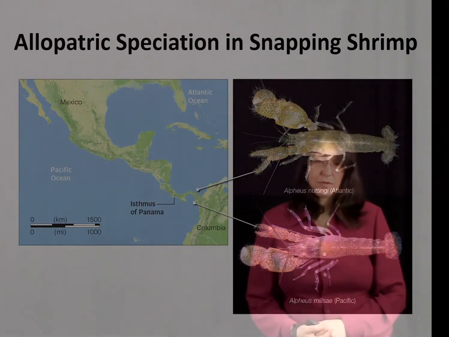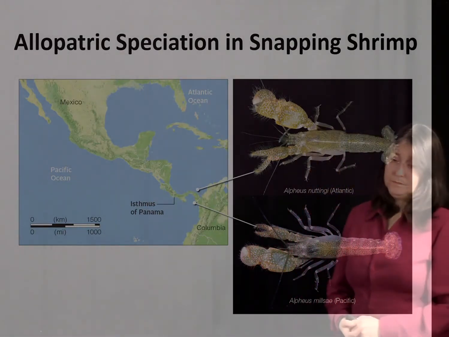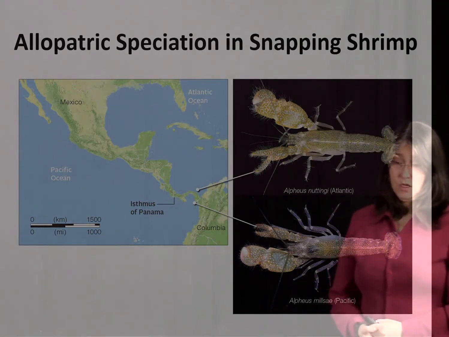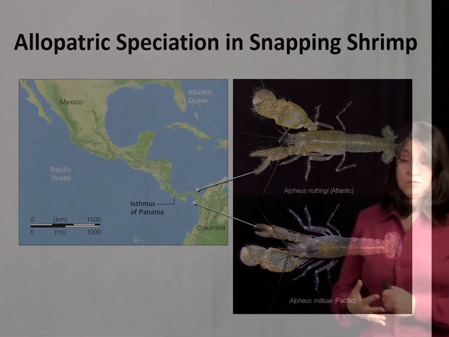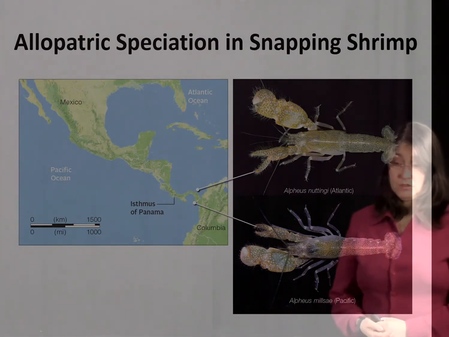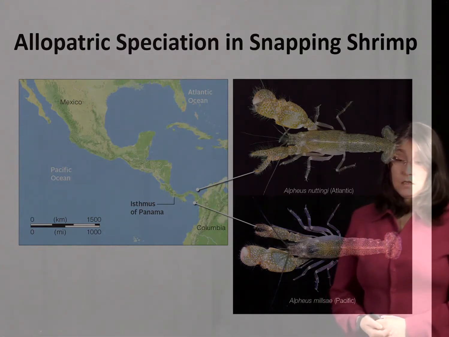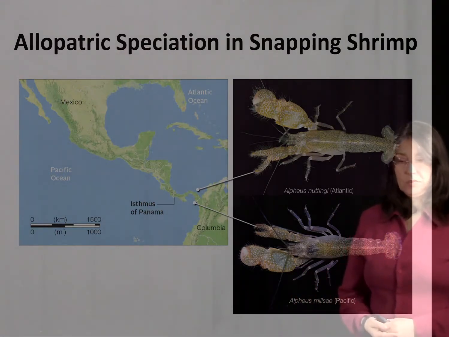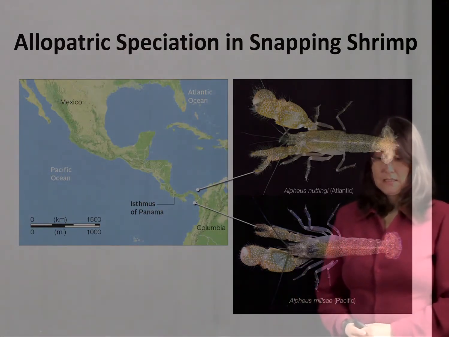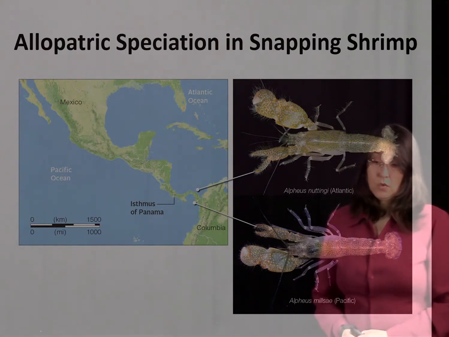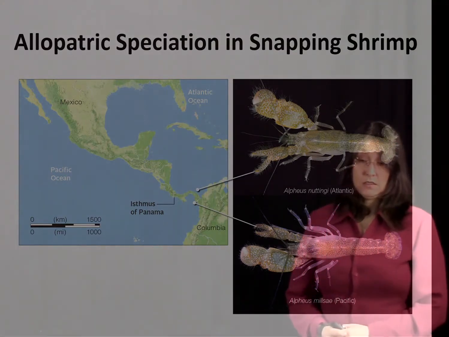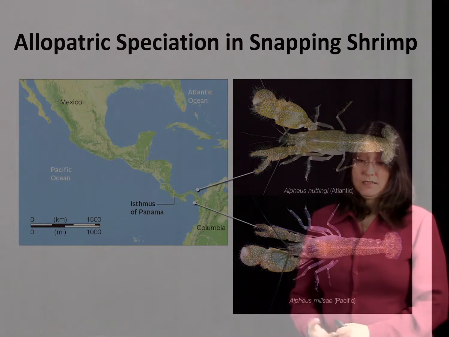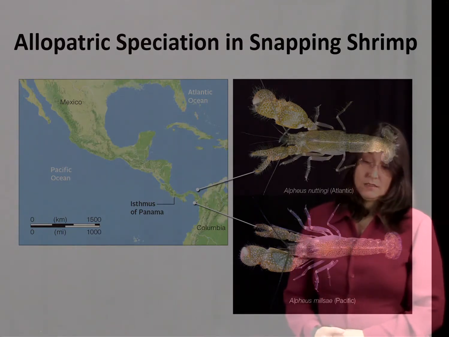So back to the snapping shrimp, a very interesting example. Even though they were probably the same species before the two Americas were fused through this land mass that we now call the Isthmus of Panama, through, again, mutation, natural selection, and genetic drift, one of the two species, let's say the one in the Atlantic, Alpheus newtonii, developed this larger right pincher, while the other one in the Pacific, Alpheus millsae, developed the left pincher.